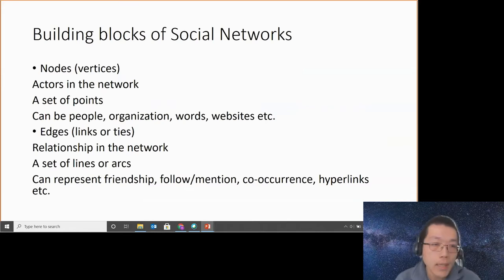And then edges, also known as links or ties, represent the relationships in the network. In the graph, they can be represented as a set of lines or arcs. Again, depending on what you're studying, they can represent friendship, a follow, a mention relationship, co-occurrence, hyperlink, etc.